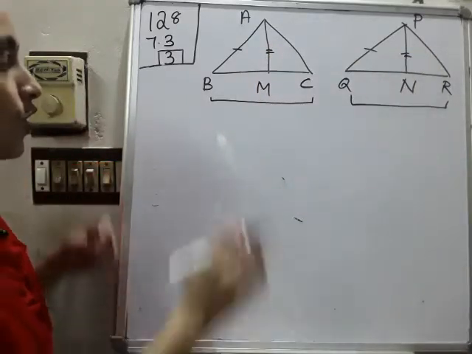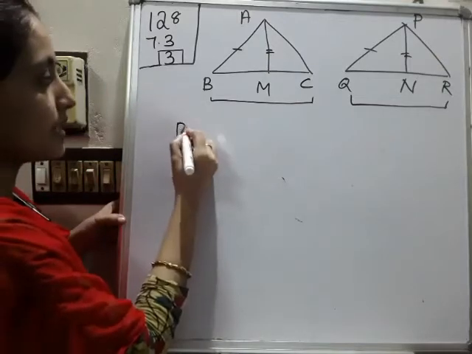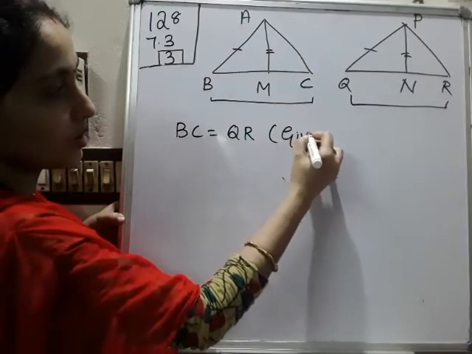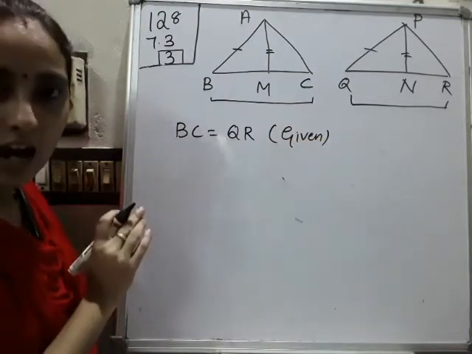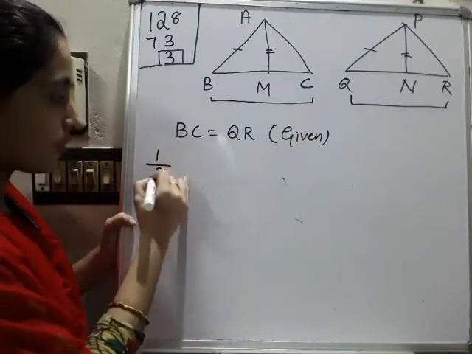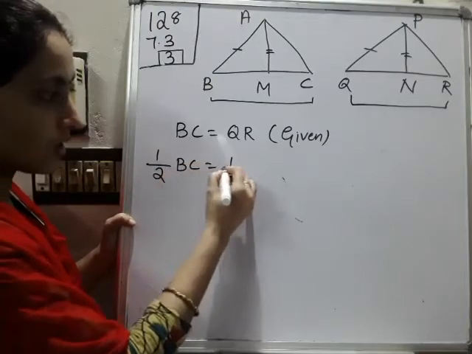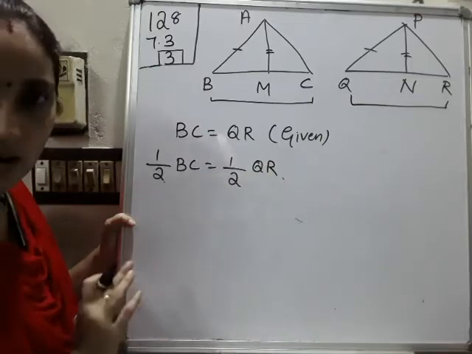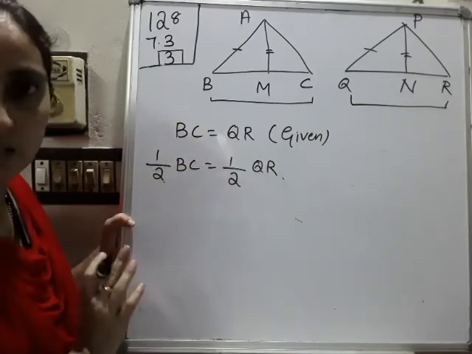Okay, so listen here please. From this, BC is equal to QR. That is given. Then I am taking half on both sides. So half BC, half QR. Is there any change? No, because the same quantity is being divided, so we can cancel this. We got BC is equal to QR.